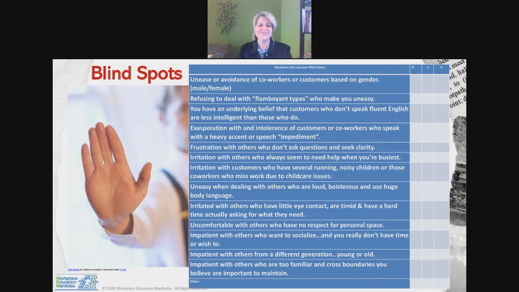So I think what works well with that exercise is the other one in your workbook, where you get to outline not only what some of those blind spots are, but what the opportunities are, or what could happen, or what the benefits are.